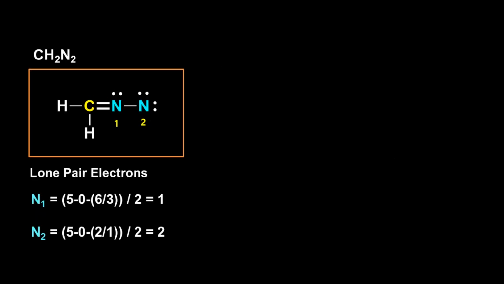All right, let's go ahead and calculate how many lone pairs each atom in diazomethane needs. Using the formula we just talked about, we find that the middle nitrogen N1 needs 1 lone pair. The terminal nitrogen N2 needs a bit more. It requires 2 lone pairs.